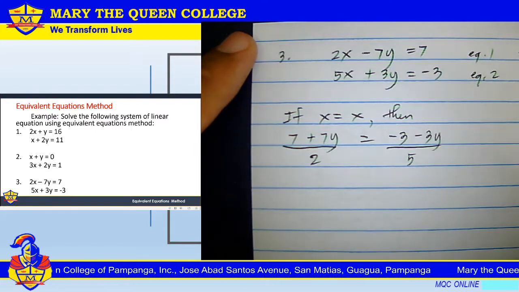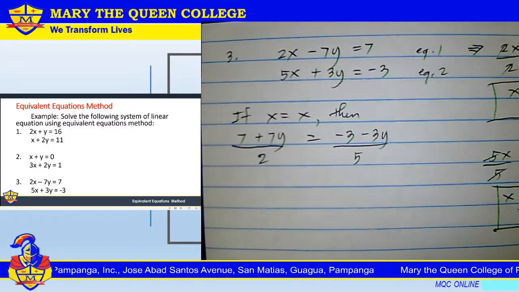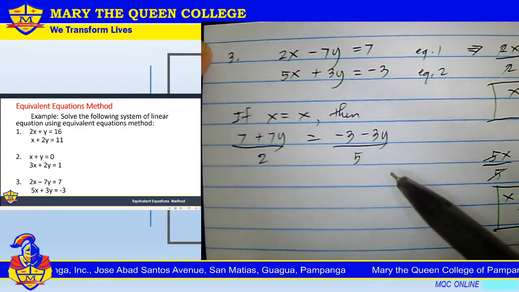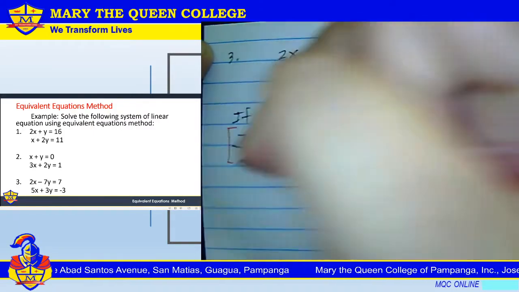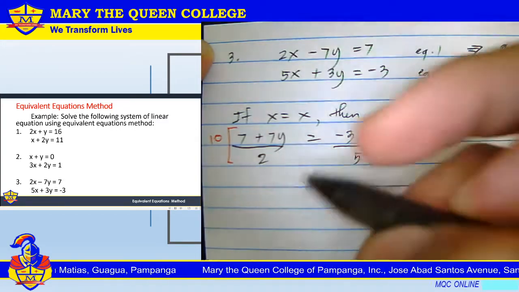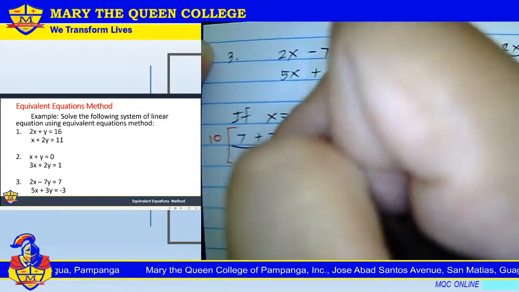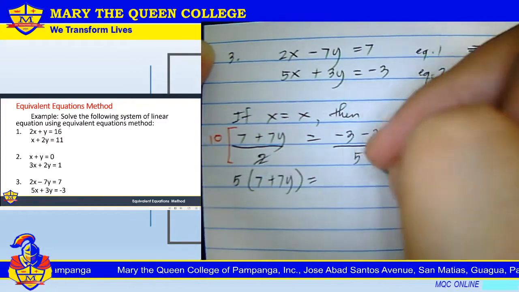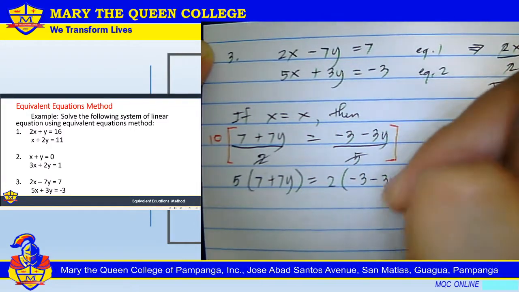Tama. And then, babalik tayo dun sa linear equation in one variable. So, kung mapapansin nyo, magkaiba yung denominator. So, anong gagawin? We have to multiply the whole equation by the least common denominator, which is 10. Okay? The LCD of 2 and 5 is 10. So, divide mo to. So, magiging 5 times 7 plus 7y is equal to ito. Divide mo nga, magiging 2 times the quantity negative 3 minus 3y.